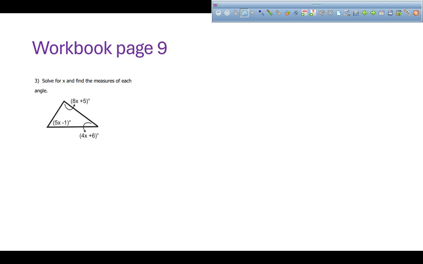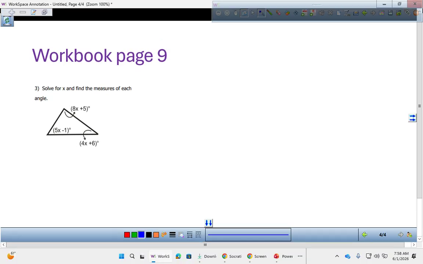All right, so this is the same idea as the one I was just talking about. All three angles in this image are inside of the triangle. So the rule is that the three angles inside of a triangle add up to 180. So I'm going to take each angle, each equation, and add them together and set them equal to 180.